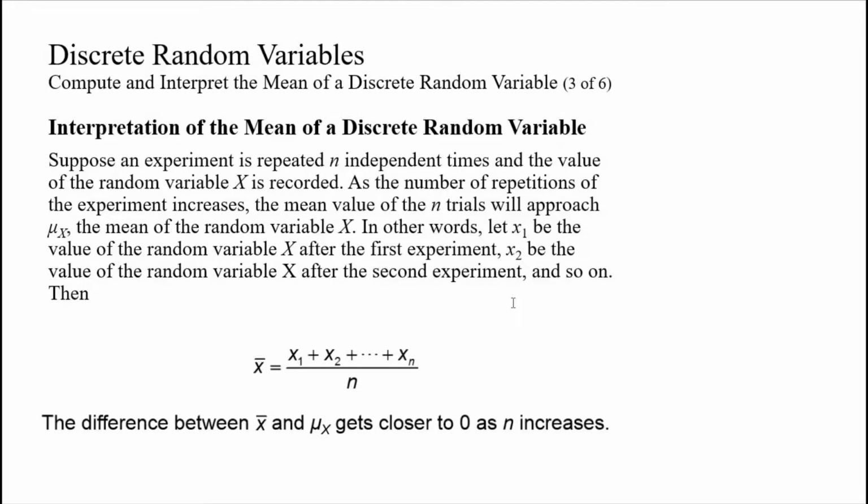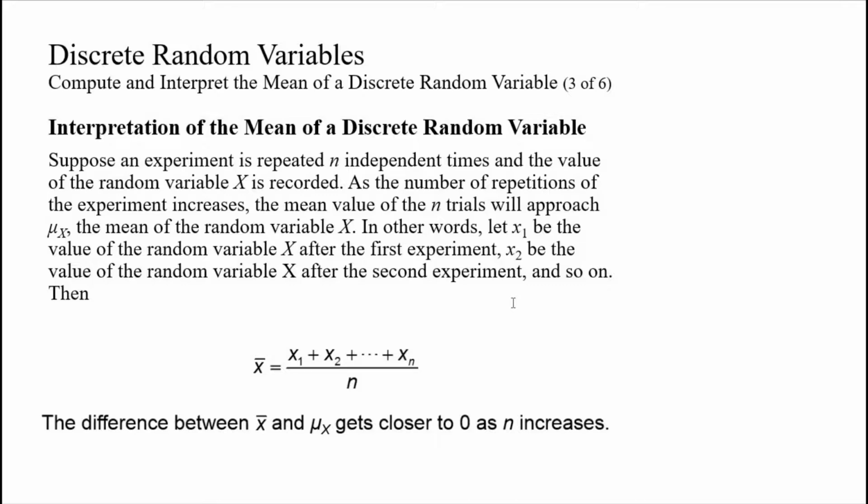What is the interpretation of the mean of a discrete random variable? Suppose an experiment is repeated n independent times and the values of the random variable x is recorded. As the number of repetitions of the experiment increases, the mean value of the n trials will approach the mean of the random variable x.